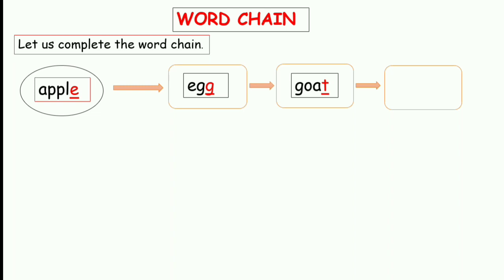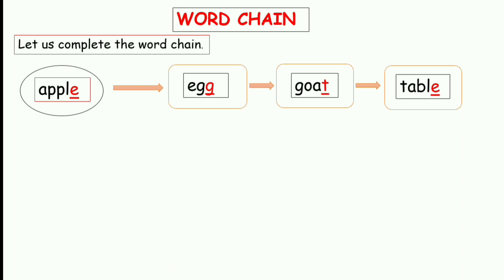And the word goat has T as its last letter. So I'm going to write another word beginning with T, because T is the last letter of the previous word. So what have I here? Table. So did you get that, children? You're going to take the last letter of the previous word and form a new word using that last letter.